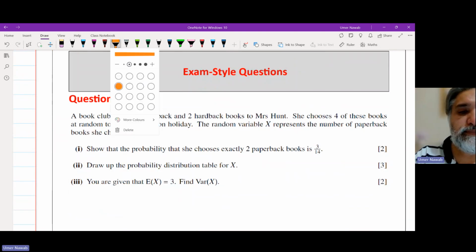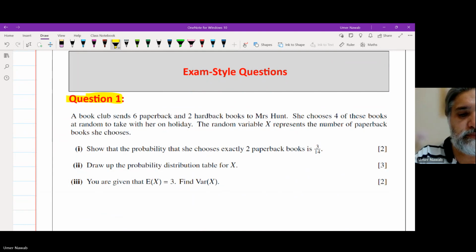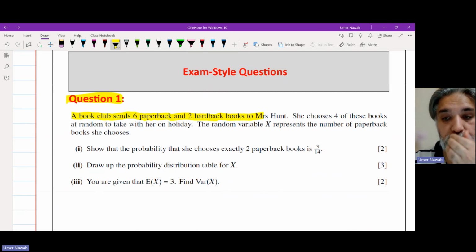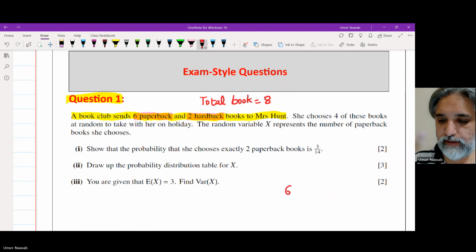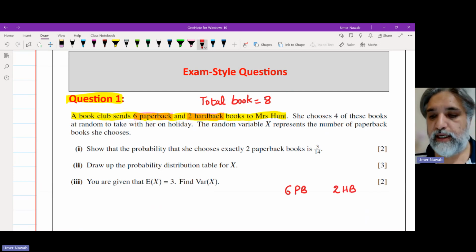The first question is: a book club sends 6 paperback and 2 hardback books to Mrs. Hunt. 6 paperback books and 2 hardback books, total 8 books. Out of them, 6 paperback books, and 2 hardback books. It's better to write it here on the side.